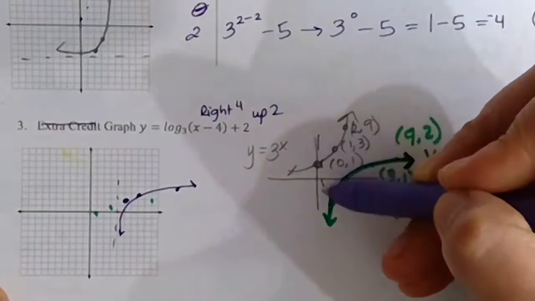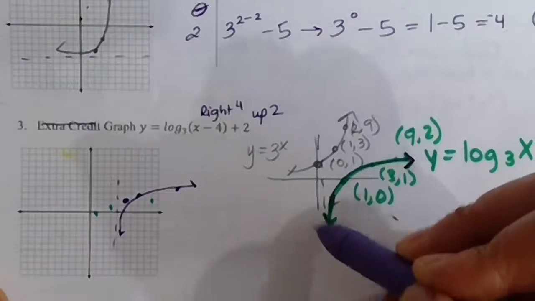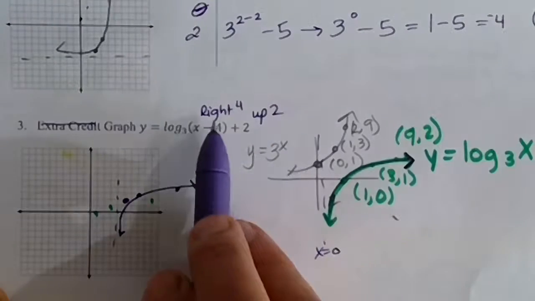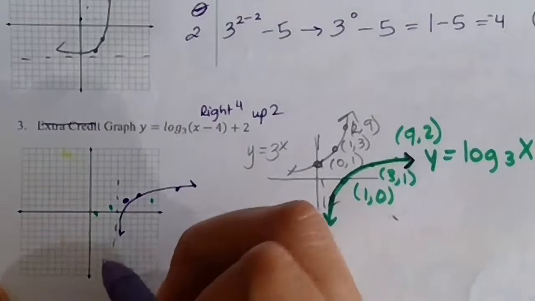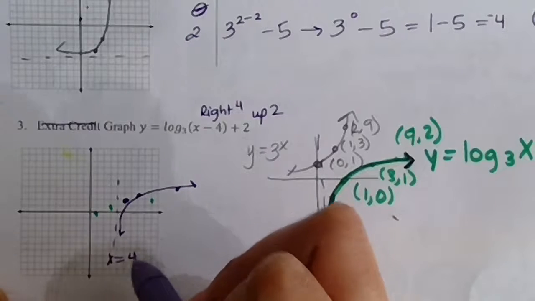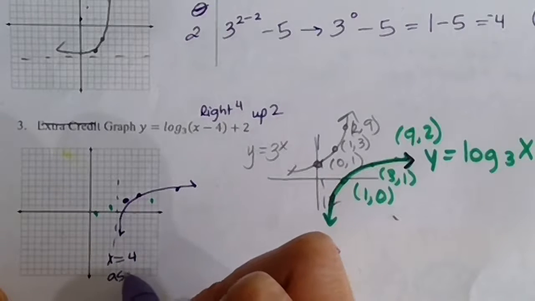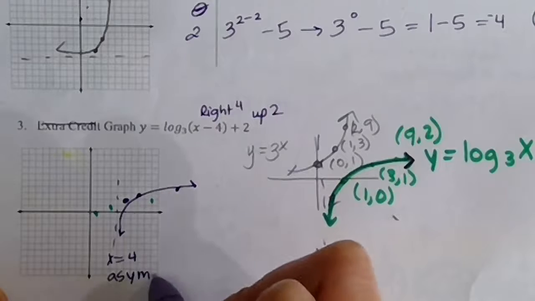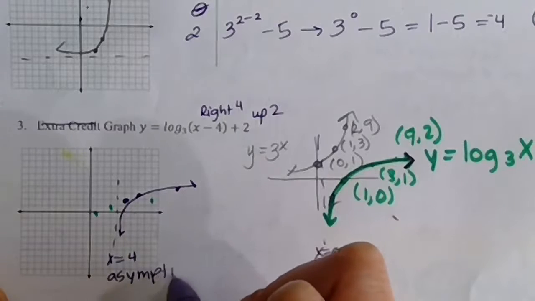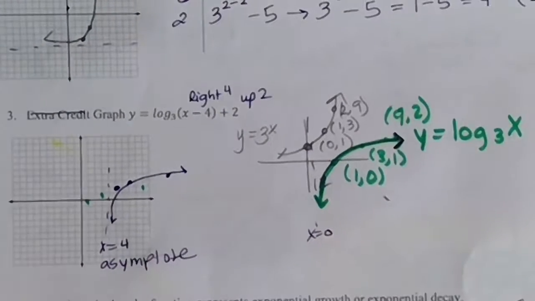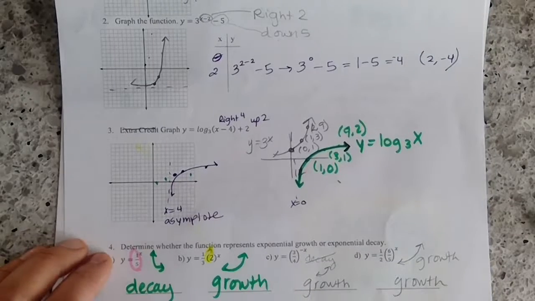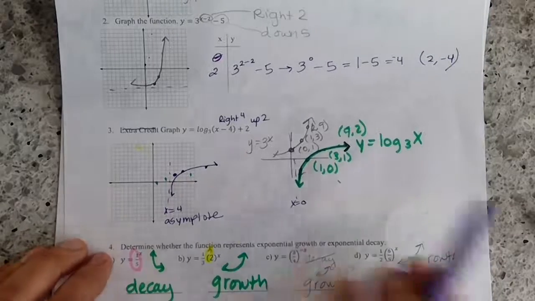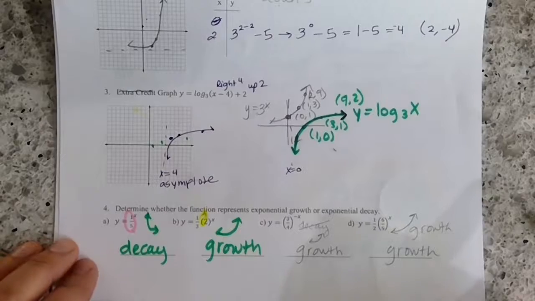Normally, this one would have an asymptote at x equals 0. But since it got shifted, it's going to have an asymptote at x equals 4. And again, that's a vertical asymptote because it's logarithmic. All right. Also, if you're having trouble, you can always enter this onto your Desmos calculator.